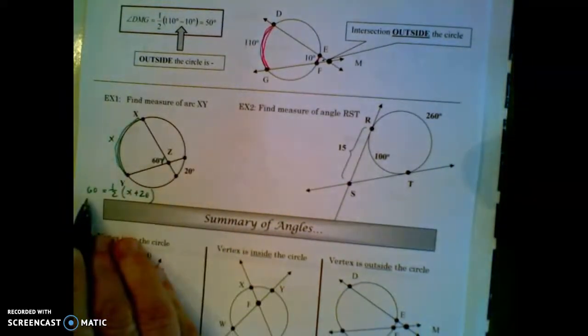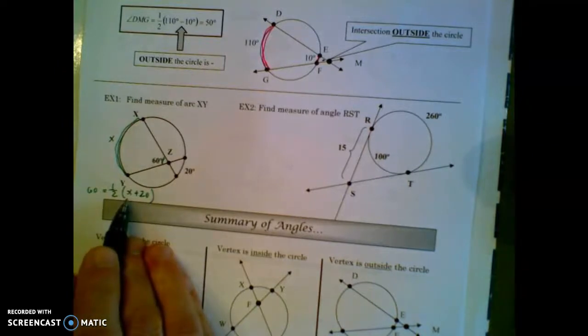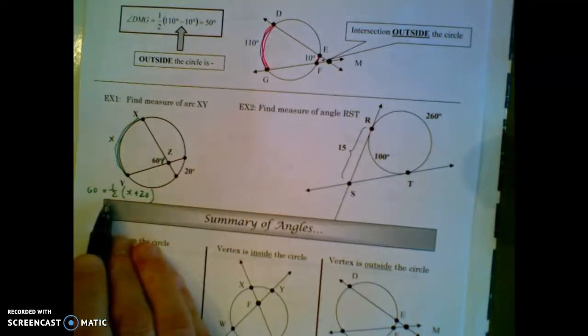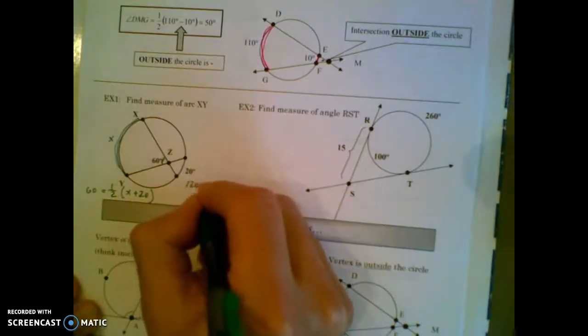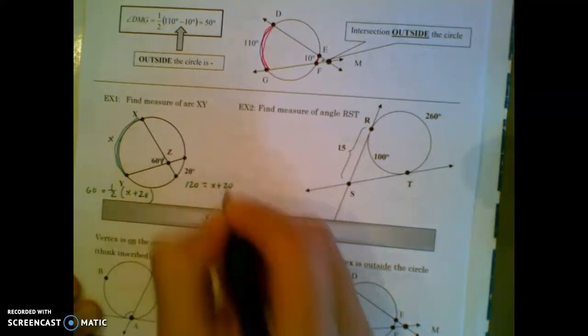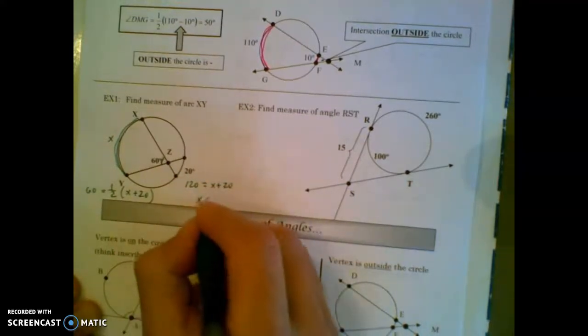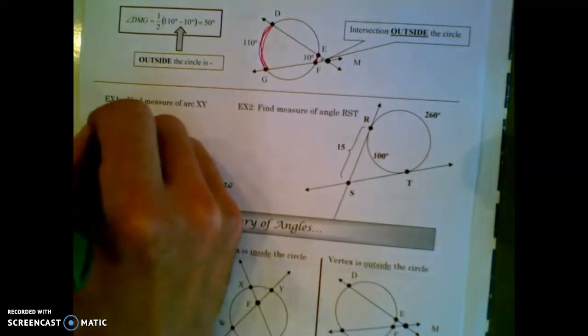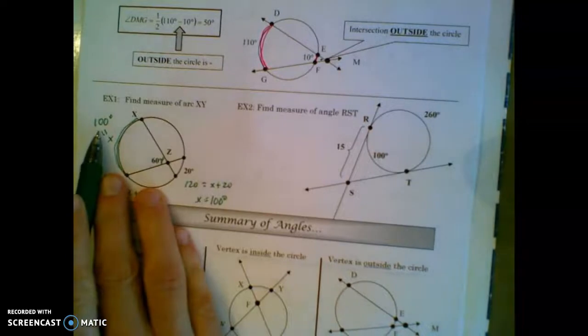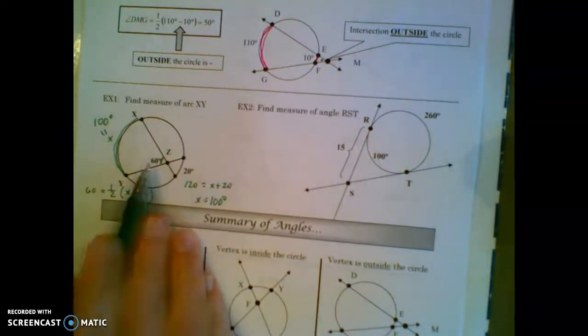So now I know what the angle is. I have a missing piece of the arc. To solve this one, I probably multiply both sides by 2 to get rid of that half. So then I would have, what, 120 is equal to X plus 20. Subtract the 20, that means X is equal to 100 degrees. So this is a 100-degree arc. Then you could simply check again: 100 plus 20 is 120. Half of that is 60, so it works out.